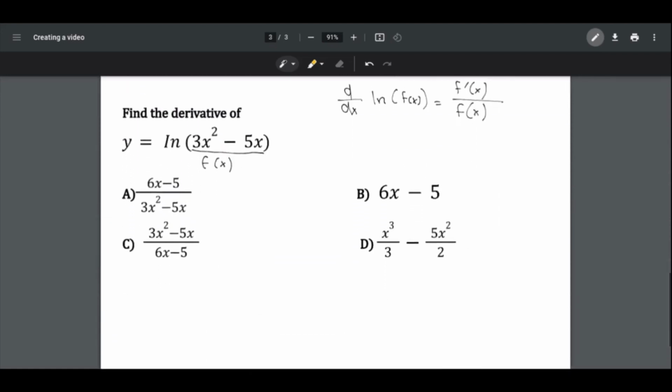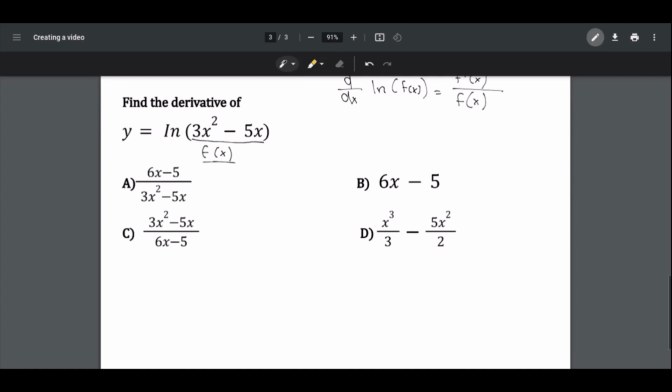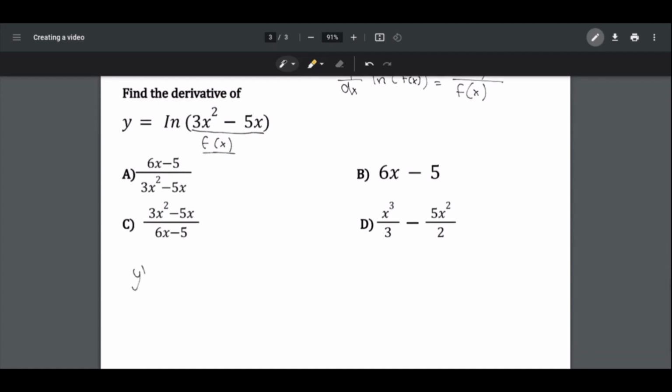And our last question is, find the derivative of y = ln(3x^2 - 5x). Again, 3x^2 - 5x is our f(x). Our y prime is equal to 6x - 5 over f(x) without changing anything, in our case 3x^2 - 5x. And our answer is A.